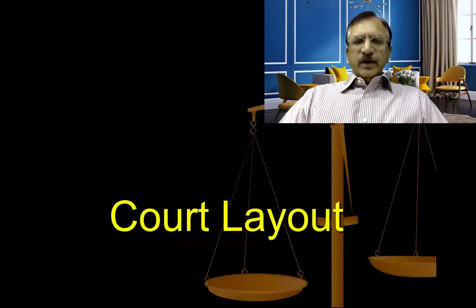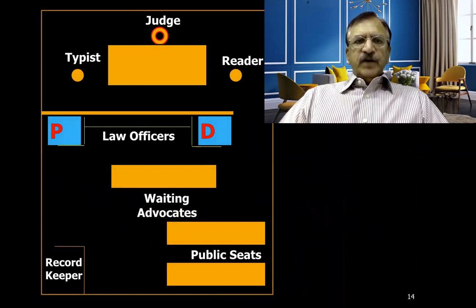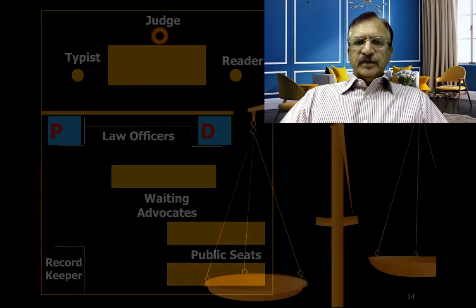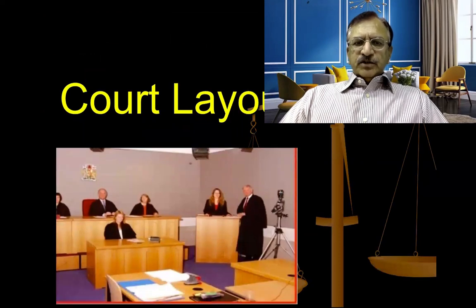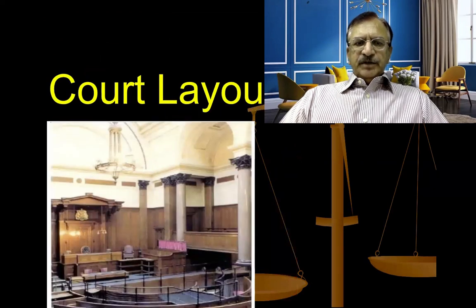Now the court's layout. This is the general court layout: towards the head there is a judge. On one side is the typist and on the other side is the reader. There is a space for the prosecution, labeled as P, and the defense lawyers, labeled as D, and the law officers are standing in front. Then there is a waiting area for the advocates, waiting seats for the public, and a record room. So this is a general layout for the courtroom. And this is a picture showing the courtroom layout. And this is another picture showing the courtroom.